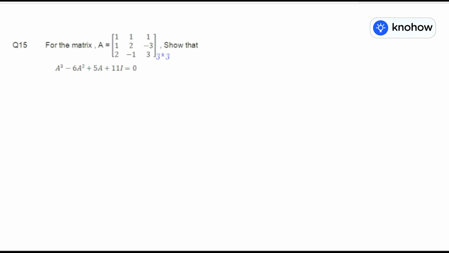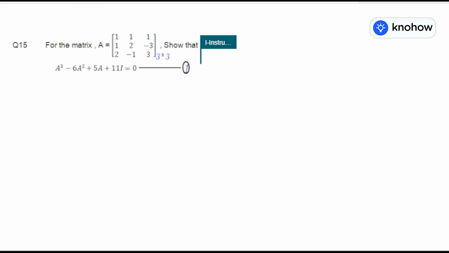Matrix A equal to [1, 1, 1; 1, 2, -3; 2, -1, 3], a matrix of order 3 by 3. We have to prove that A cube minus 6A square plus 5A plus 11 times the identity matrix equals the zero matrix. So let us work out A cube minus 6A square plus 5A and plus 11I separately, and then we will substitute in this relation 1 on the left hand side.